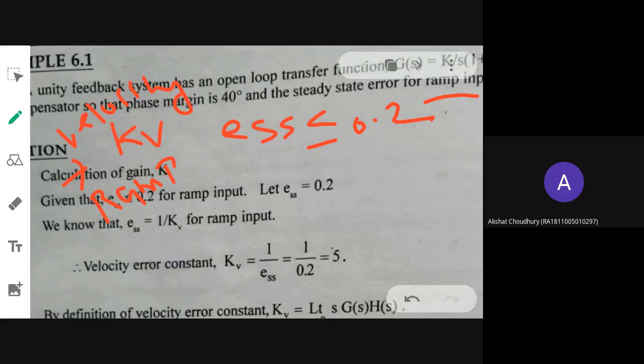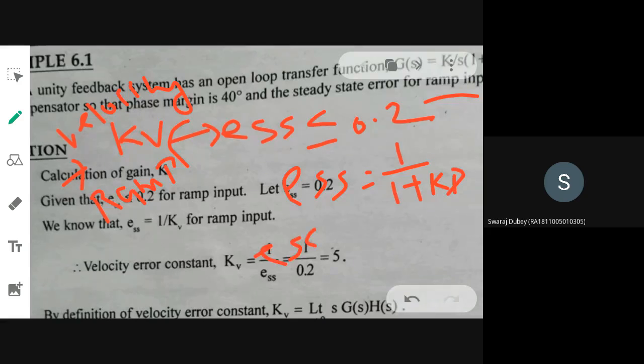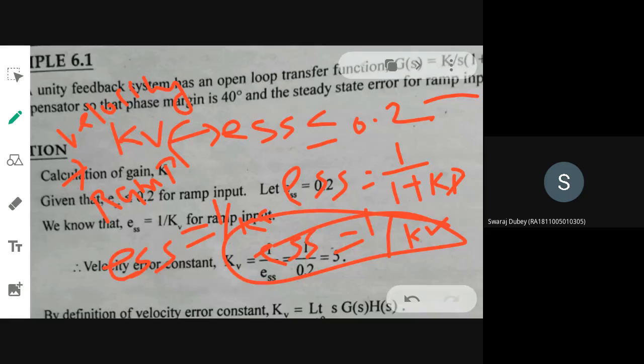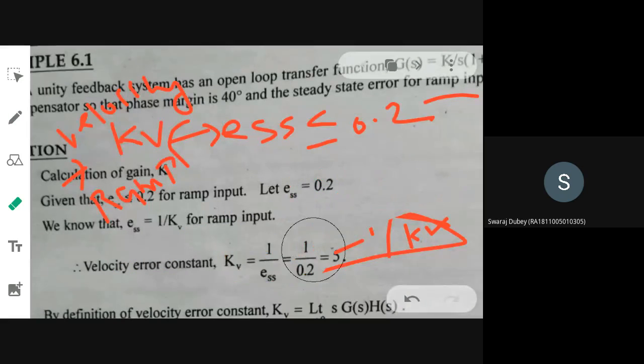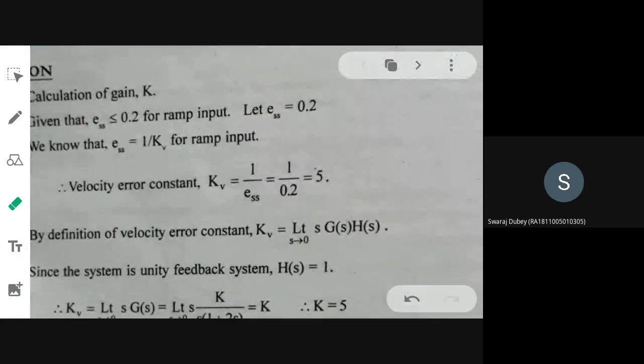What is the formula for determining Kv, and how are Kv and ESS related? All these things you studied in unit 2. ESS equals 1 divided by (1 plus Kp); ESS equals 1 by Kv; ESS equals 1 by Ka. So here you will be using this formula. ESS is less than or equal to 0.2, which is equivalent to 1 by Kv. So Kv equals 1 divided by 0.2. What is the answer for Kv? 5. Okay, so 5. That's what they have done here.